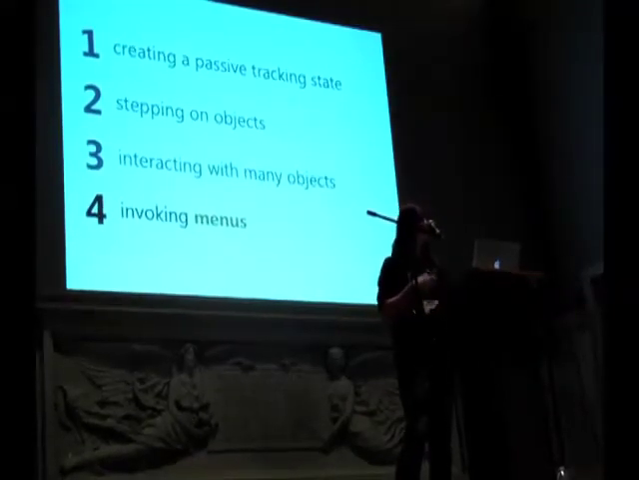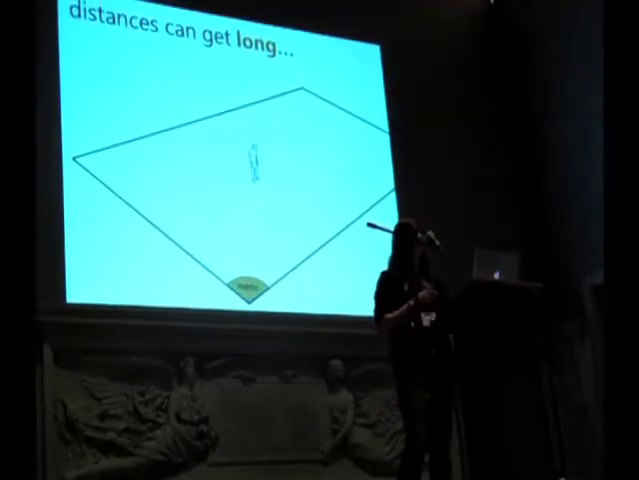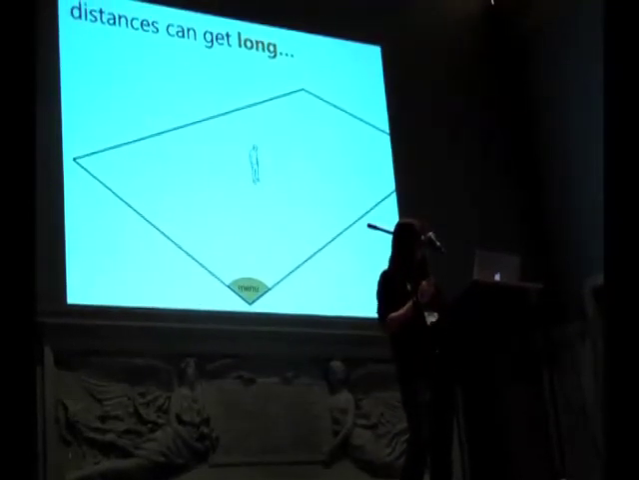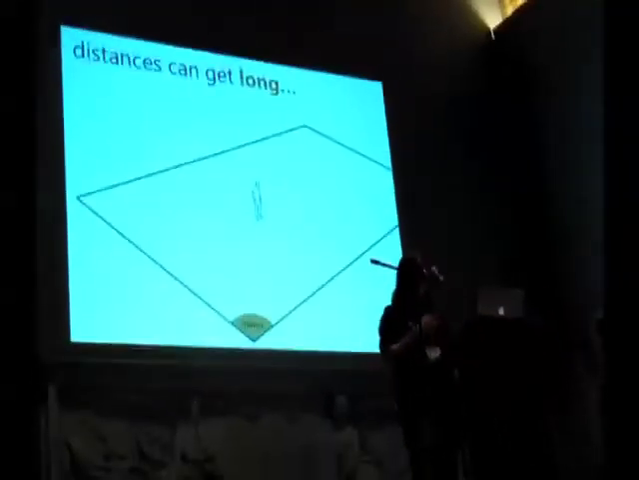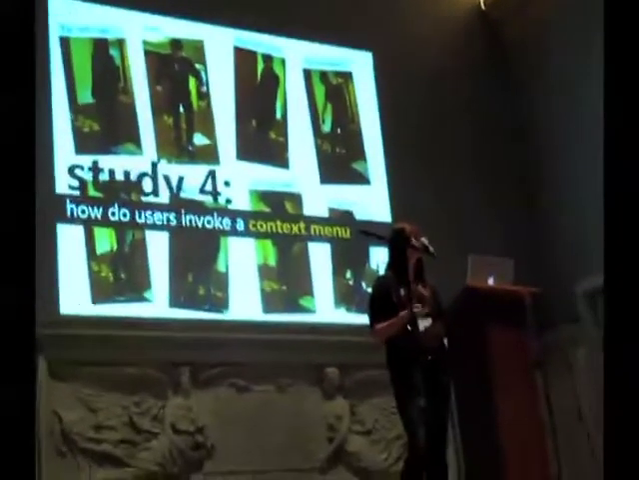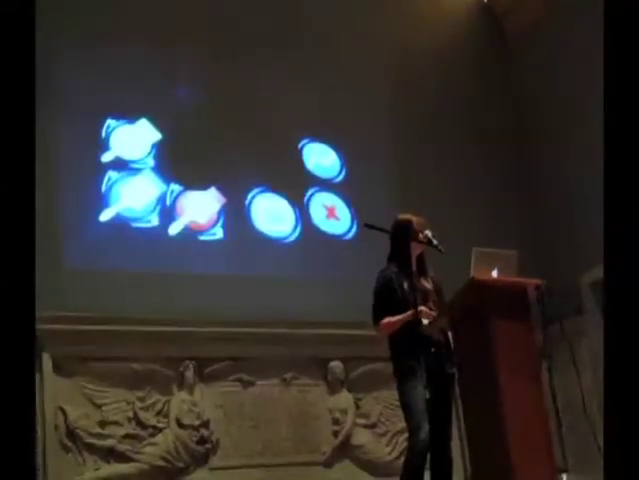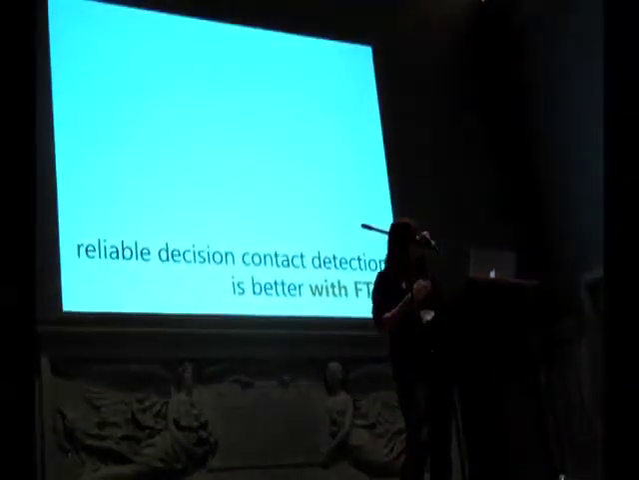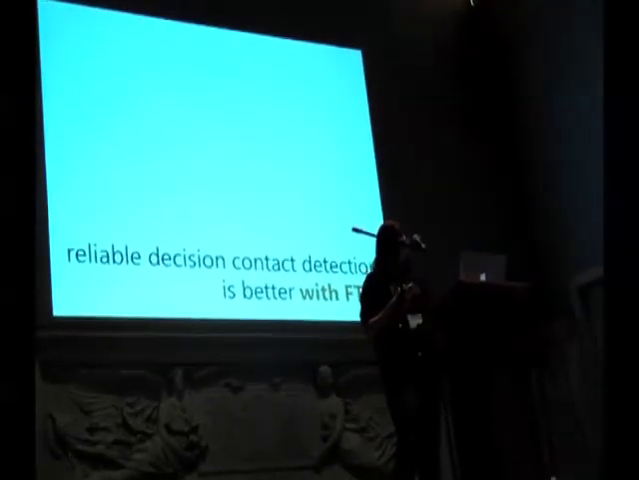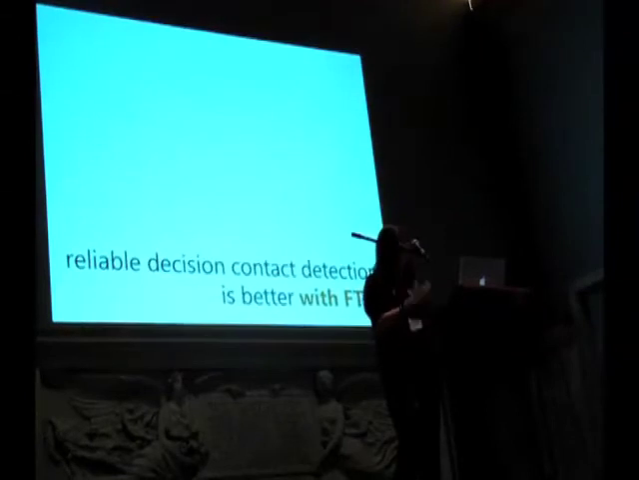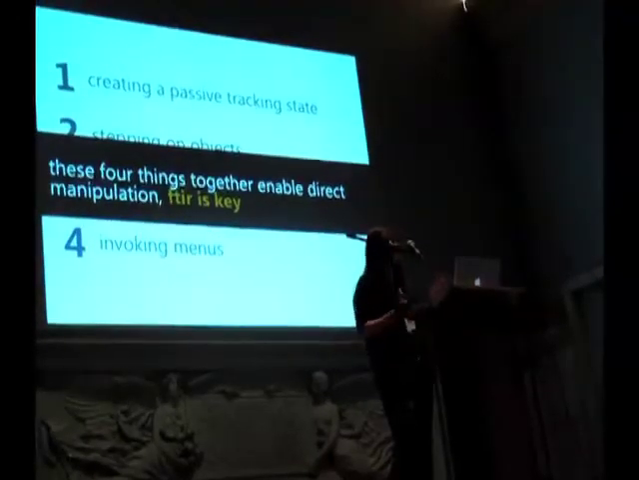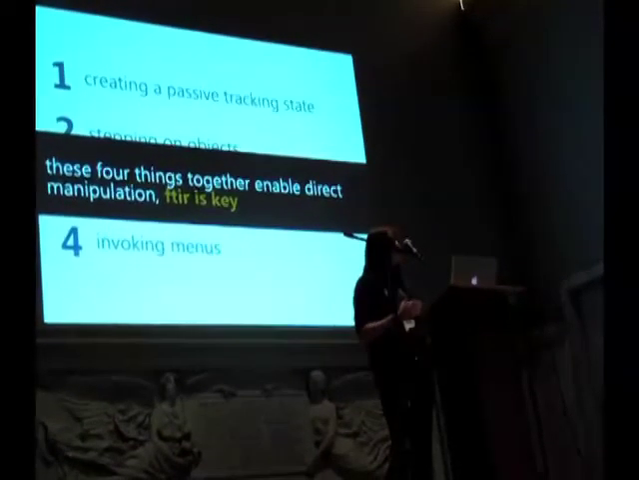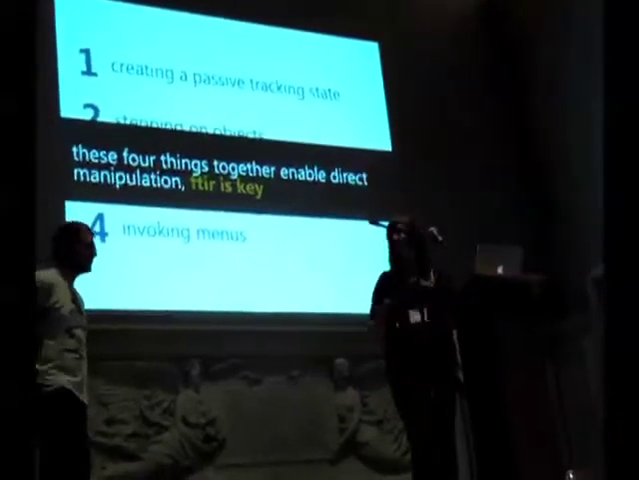Okay, so the last one for large floors is we have to think about distances and menus. How can we avoid long distances? We don't take stationary menus, we take localized menus, and how can we invoke them? Based on a short study, we decided to invoke them by jumping. And again, with FTIR, it's pretty easy to distinguish between contact and no contact while jumping. So, these 4 things together enable direct manipulation, and in our case, FTIR is the key.